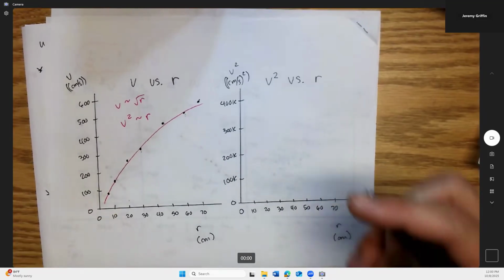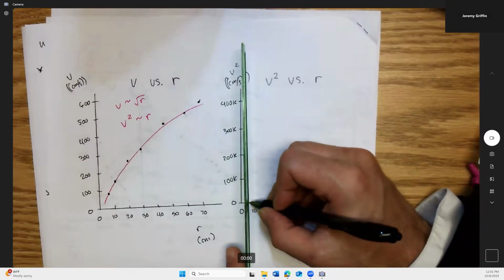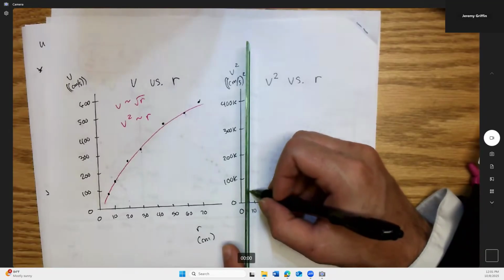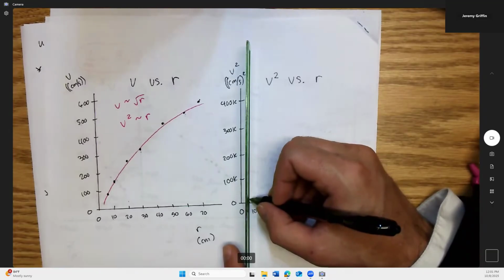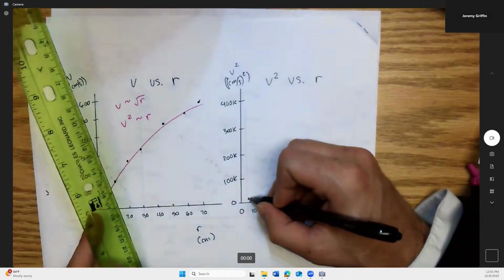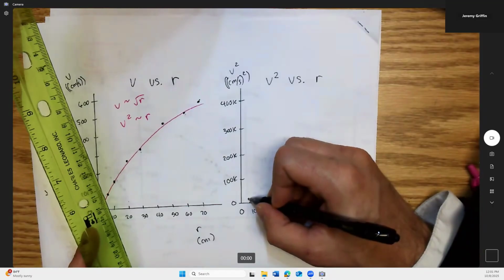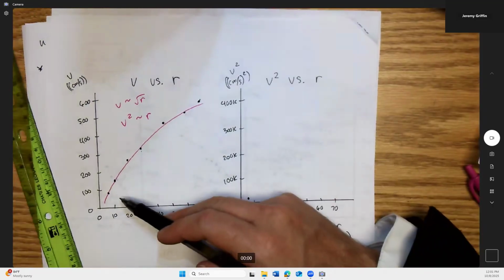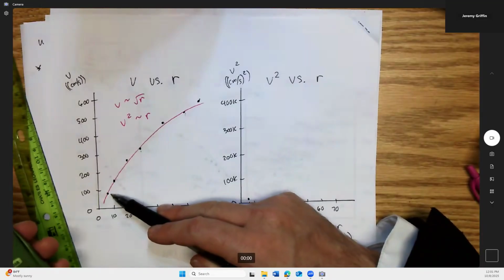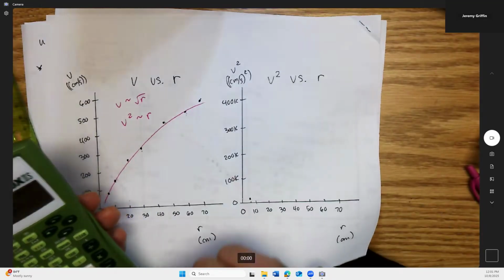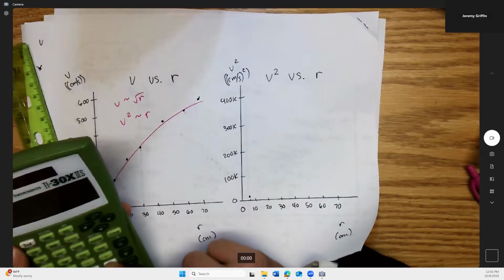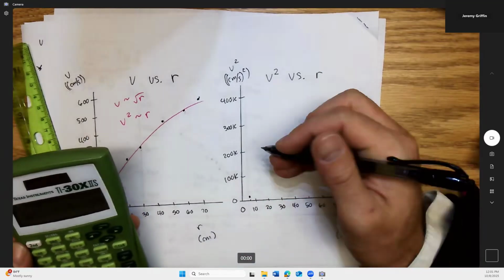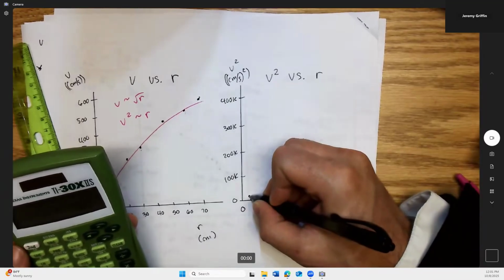You got some coordinates. What's one coordinate? 5 and... sorry, say that again. 8,000. Okay. What was the original speed over here? The original speed was what? 90.8. If I square that, yeah, 8,200. That's about right there. All right.